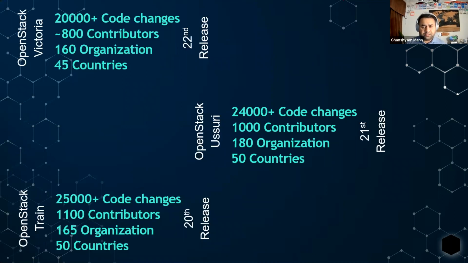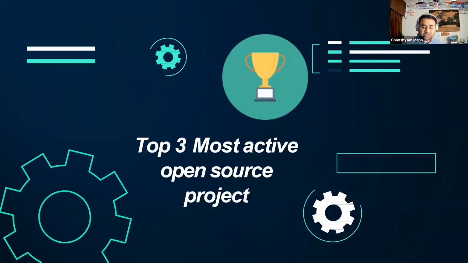These are some stats collected for the previous 3 releases: Victoria, Ussuri, and Train. In OpenStack Victoria, we had 20,000 plus code changes merged by 800 contributors from 160 organizations from 45 countries. Ussuri had a little more, 24,000 plus code changes and 1,000 contributors from 180 organizations, from around the same number of countries. Train has almost the same stats. So recently we have had more than 25,000 plus code changes, which is not a small number. With that, OpenStack is the third most active open source project, after the Linux kernel and Chromium. It has been so for 1.5 or 2 years. In every release, every year, OpenStack has been the third most active open source project in terms of code changes.